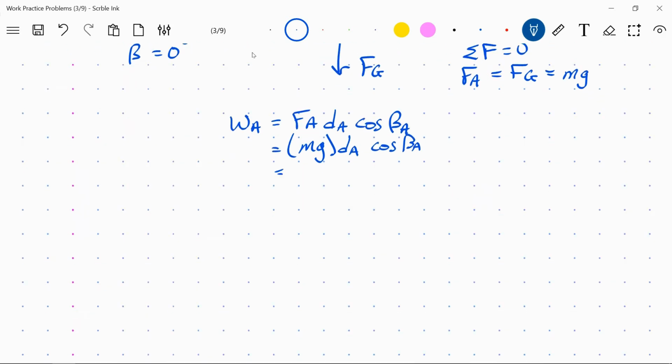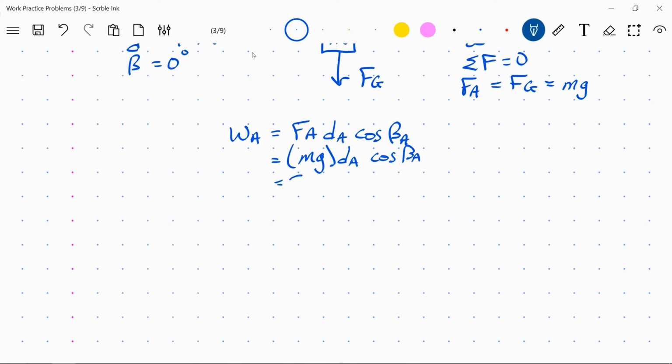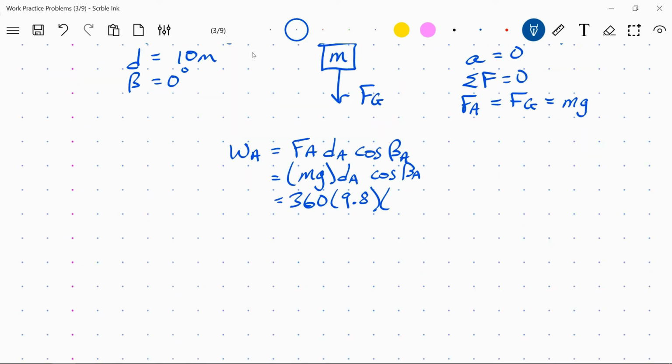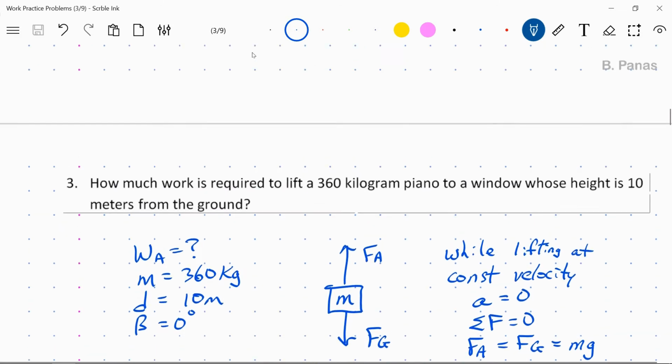Okay, now I'll put my numbers in here. So this is equal to, m was 360, times the gravitational acceleration or gravitational field strength, either or, 9.8, multiplied by the distance over which we lifted it, which was, I can never remember these things, oh yeah, 10 meters, and cos of 0 yet again, which is positive 1. Okay, so grabbing a calculator, 360 multiplied by 9.8 times 10. I'm not even going to punch in cos of 0 because I know that one is positive 1. I get an answer on my calculator of 35,280.